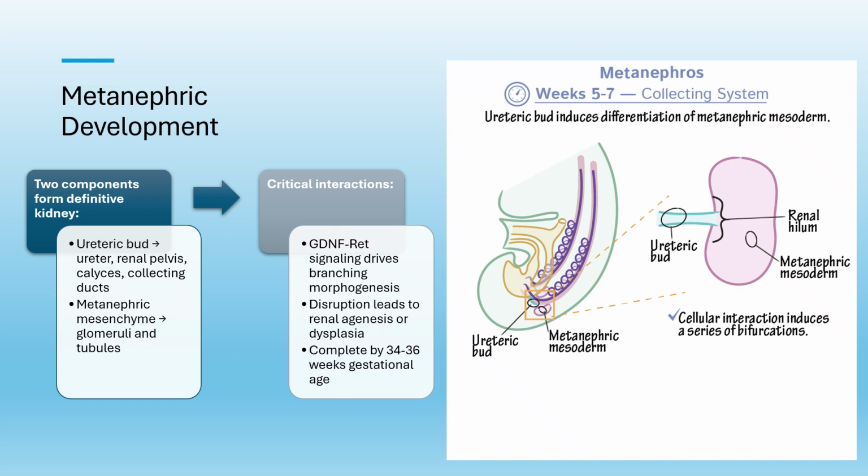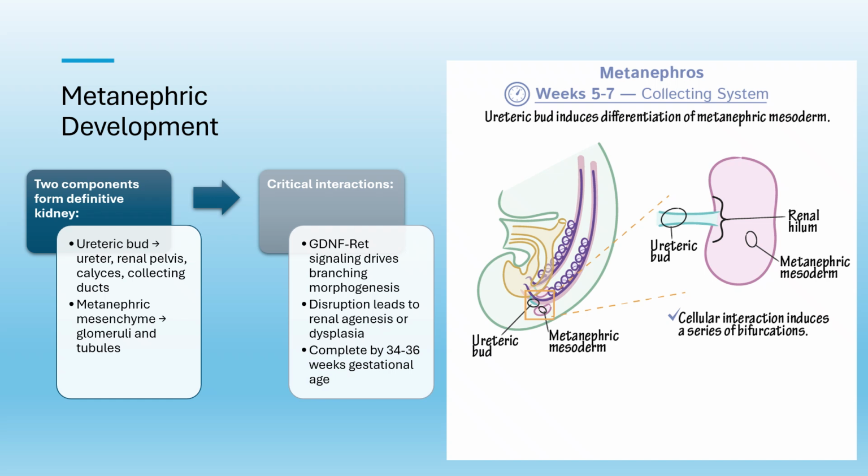The clinical implications are profound. Mutations affecting GDNF-Ret signaling cause a spectrum of anomalies from unilateral renal agenesis to bilateral dysplasia. When evaluating an infant with renal anomalies, consider that the defect likely occurred during this critical interaction phase. The process completes by 34 to 36 weeks gestational age, which explains why kidney architecture is essentially fixed at birth.